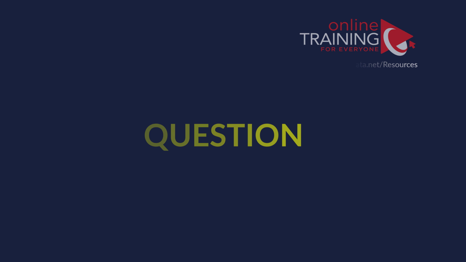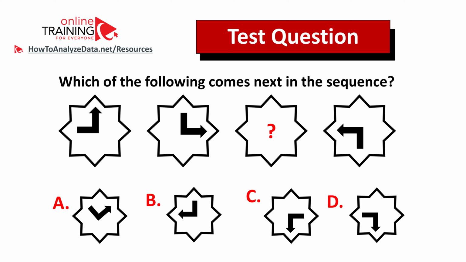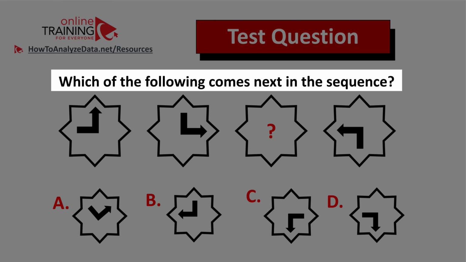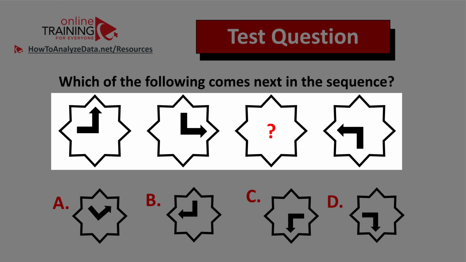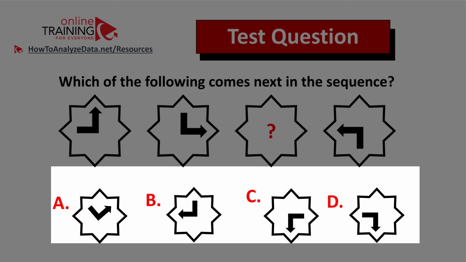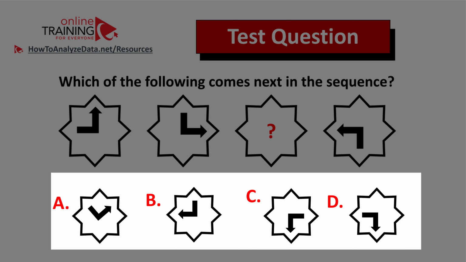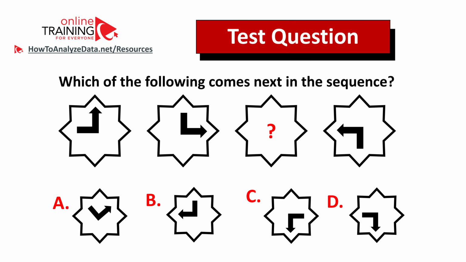Here's the question from the test, but somehow I have a feeling that you might come up with the answer. Which of the following comes next in the sequence? And you have a sequence of 4 shapes. The third shape is missing, and you need to select the right shape out of 4 choices at the bottom, choices A, B, C, and D. Do you see the right answer? Please take a careful look to see if you can come up with the solution. Give yourself 10 to 15 seconds to see if you will get to the right answer.